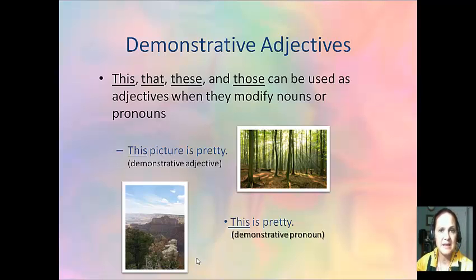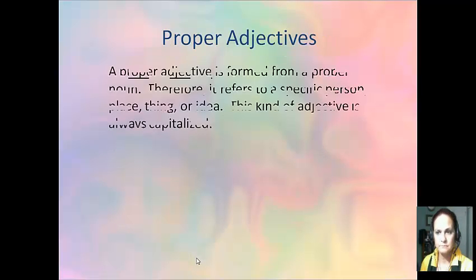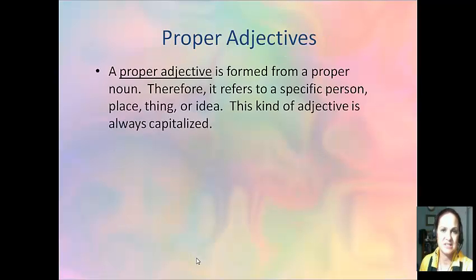This is pretty is a demonstrative pronoun. Then we have proper adjectives. A proper adjective is formed based from a noun that names a specific person, place, or thing. So therefore it's capitalized. Most familiar with proper adjectives are nationalities or countries. So you always capitalize a proper adjective.